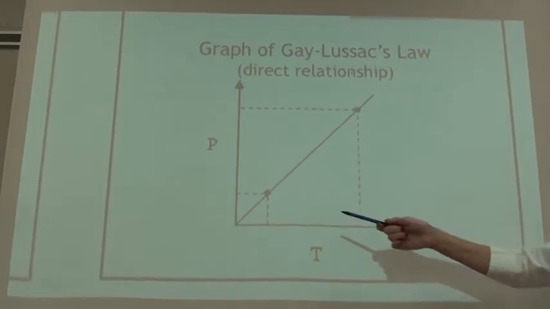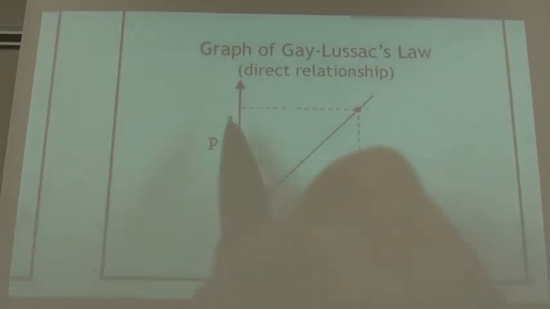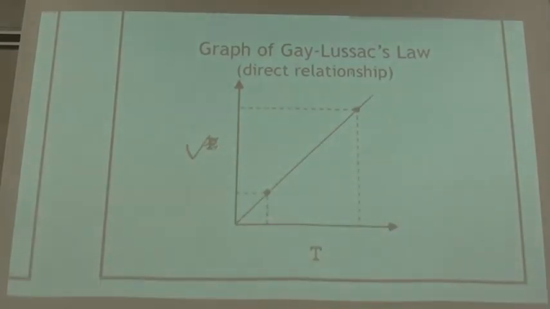So, what other graph looks like this? The volume and temperature graph also looks like that. So if I were to change this, volume and temperatures like that, yeah? Right. Okay, and this would be Charles's law.